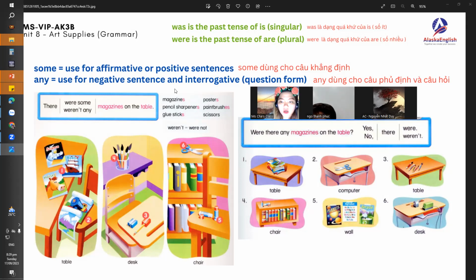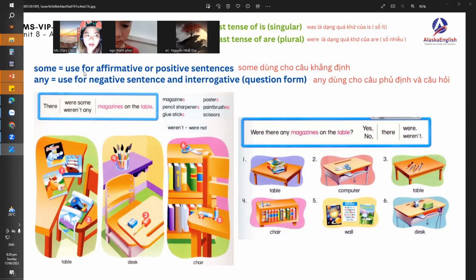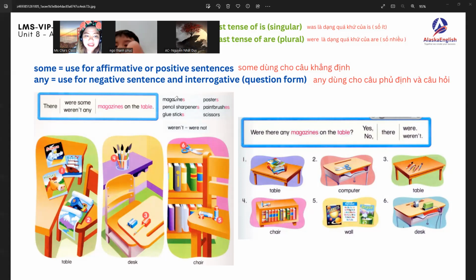Also from last time, we were able to tackle the difference between some and any. Some and any are both used for plural form, but they have different functions. We use some for affirmative sentences, while we use any for negative sentences and interrogative, or simply the question form. Before we proceed, what are the new vocabulary words from last time?